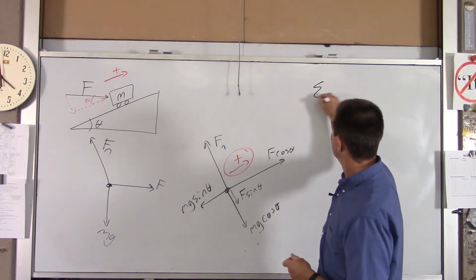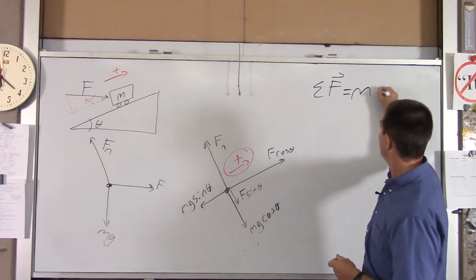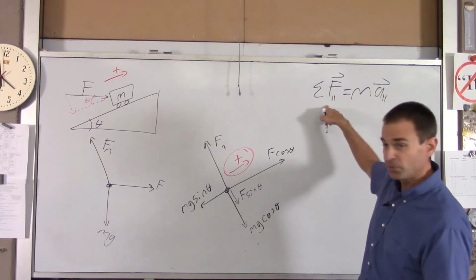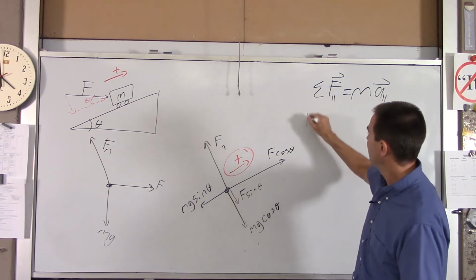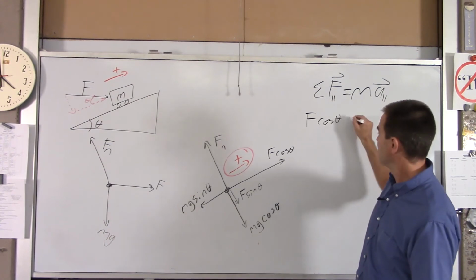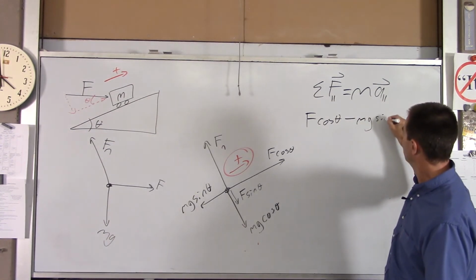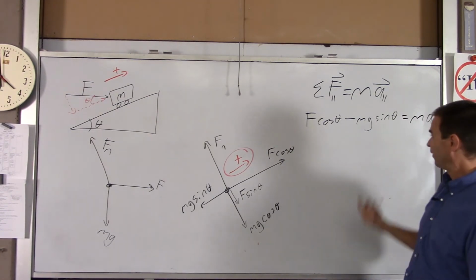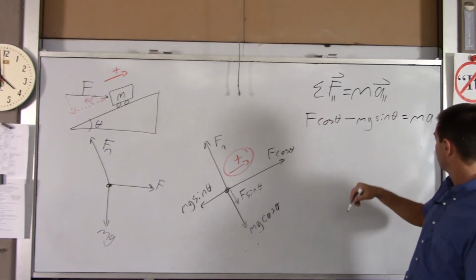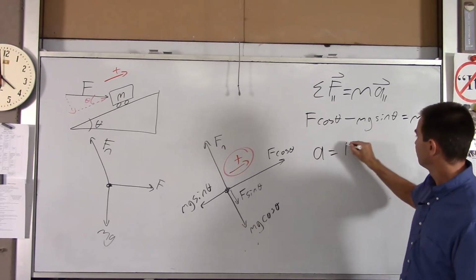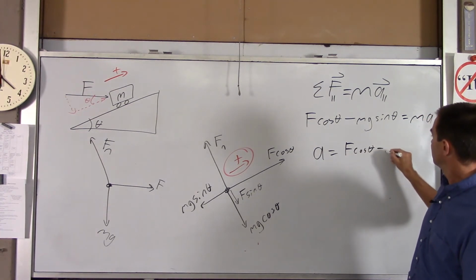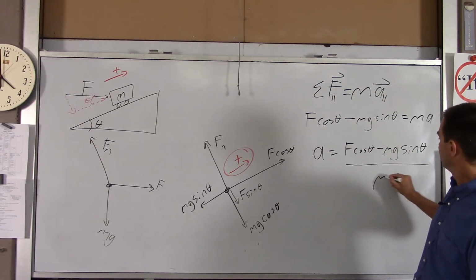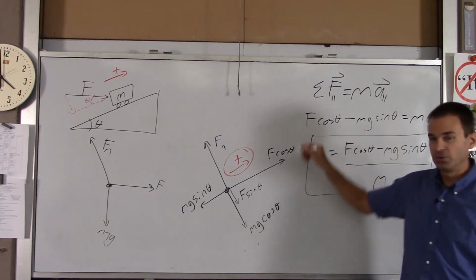So if I do net force equals ma, and here I'll put parallel to the incline, okay, well, I've got two forces parallel to the incline, positive, negative. So I get F cosine theta minus mg sine theta equals ma. And if there's no numbers, the only other thing you can do is isolate a by getting m by itself. So a equals F cosine theta minus mg sine theta all over m. And there's nothing you can reduce there, so that is your answer.